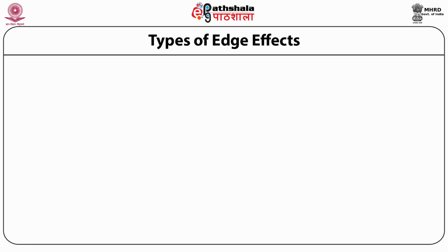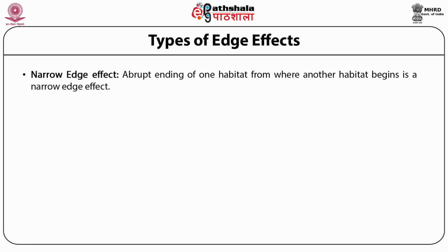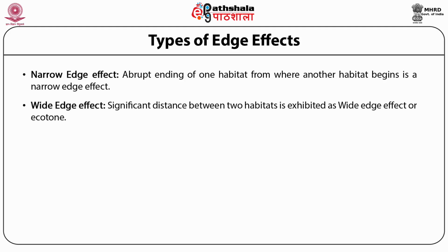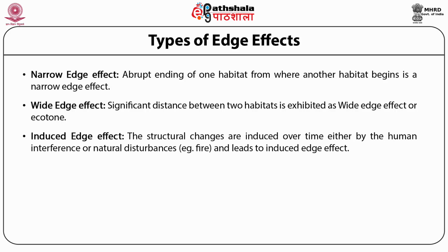Types of edge effects. Narrow edge effect: the abrupt ending of one habitat where another habitat begins is a narrow edge effect. Wide edge effect: a significant distance between two habitats is exhibited as a wide edge effect, or ecotone. Induced edge effect: structural changes are induced over time, either by human interference or natural disturbances, for example fire, and lead to an induced edge effect.